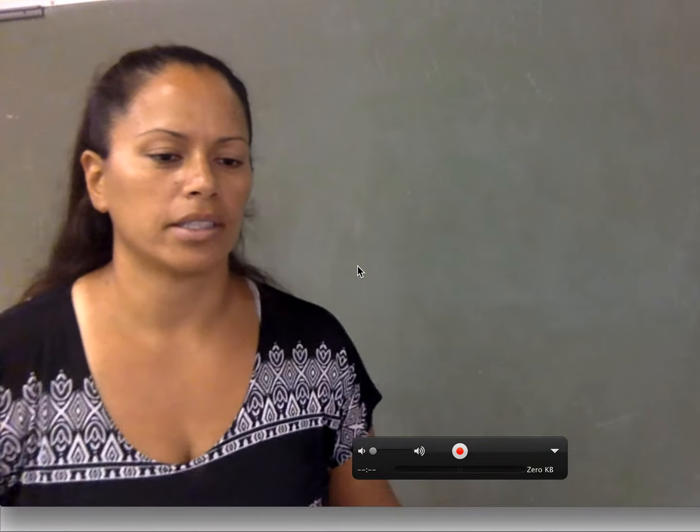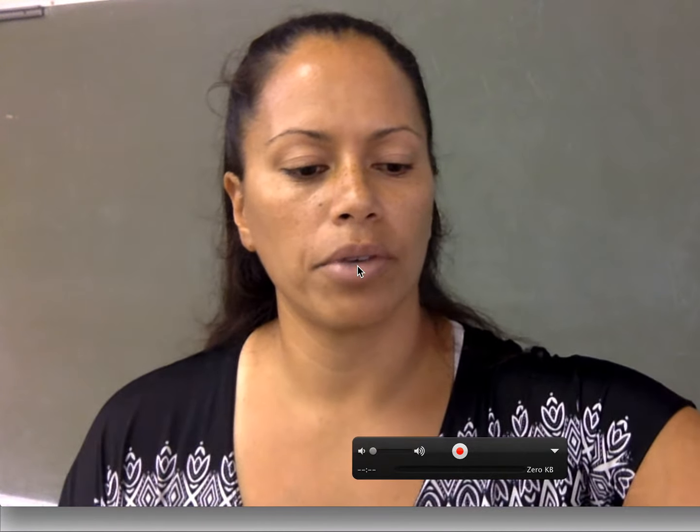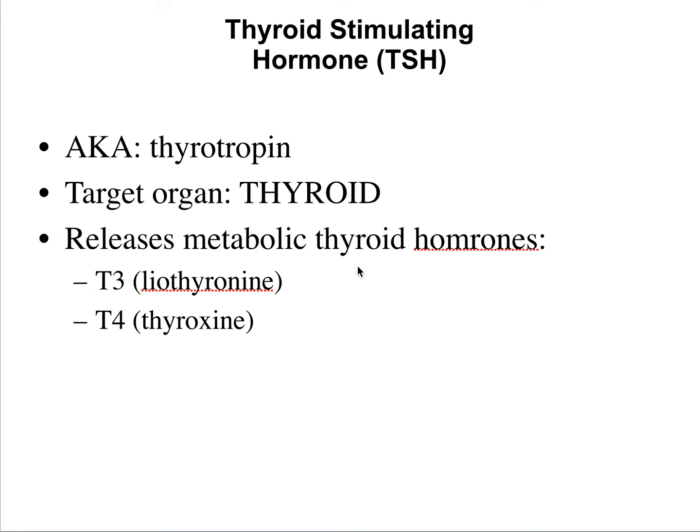More endocrine. Let's take a look at what we're going to be covering right now. It's TSH. We talked about it in general, and we said that TSH comes from the anterior pituitary to act on the thyroid gland to release T3 and T4. Let's get a little more specific. So T3 is also known as liothyronine, T4 is thyroxine.